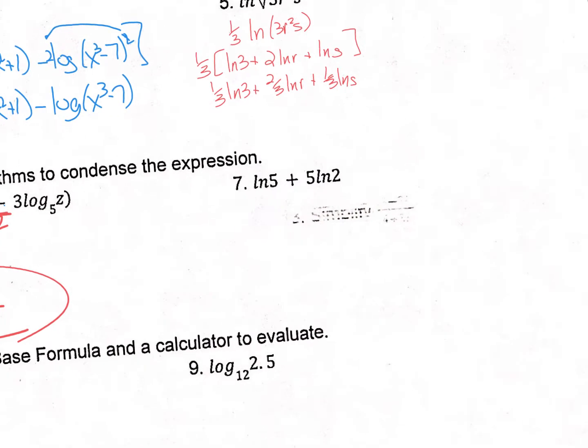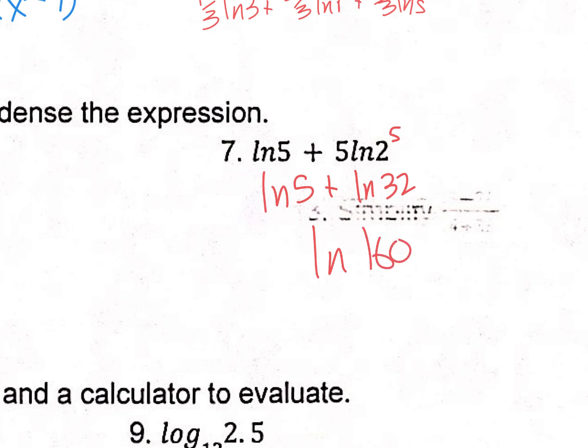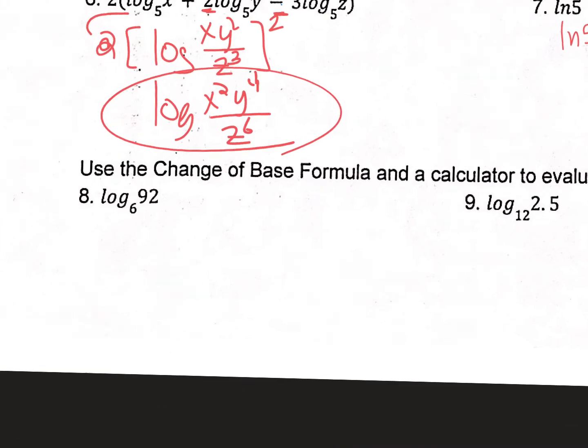That's pretty awesome. Number 7, I see 2 things here. First thing I see is a 5 in front, which means that's the exponent. So I'm going to do 2 to the 5th power, which is 32. Then I see addition. Addition means multiply. If you multiply 5 times 32, I think you get 160. That's that one.